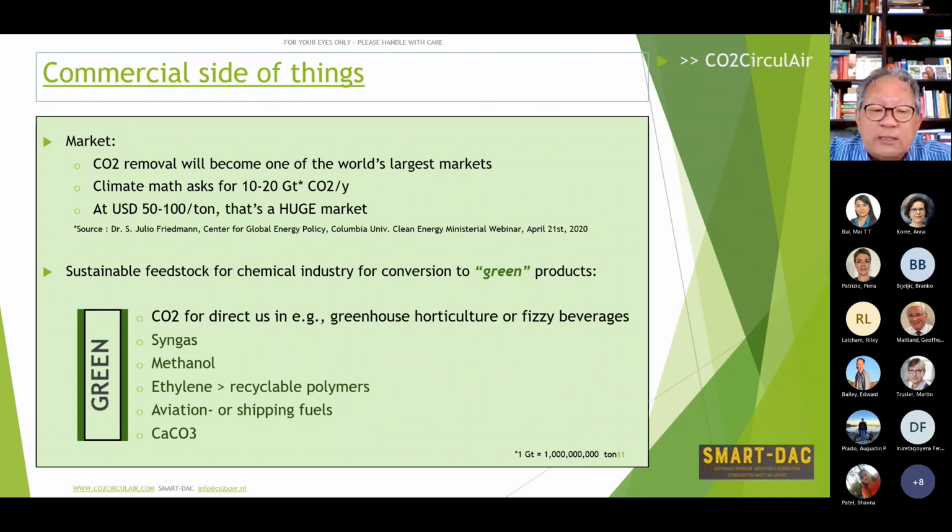From the syngas, it's possible to produce an aviation fuel and also shipping fuels. Aviation is the most complex fuel, I would say, but also calcium carbonate in the cement industry is a possibility. And we are very interested in everybody who is looking into developing products from captured CO2.